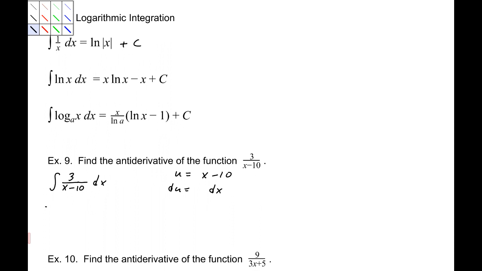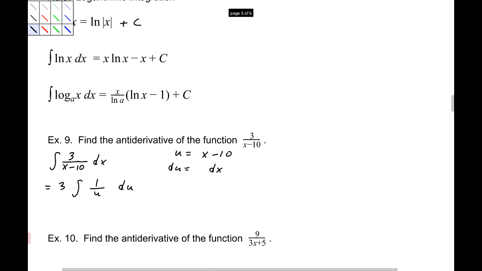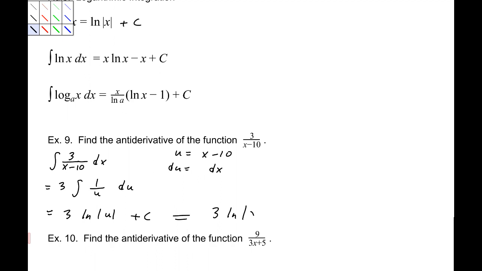So let's go ahead and factor the 3, that constant, out of here, and make it 1 over u du. Well, from our equation right up there, that is 3 natural log of the absolute value of u plus c. And because u here is x minus 10, that is 3 natural log of x minus 10 plus c.